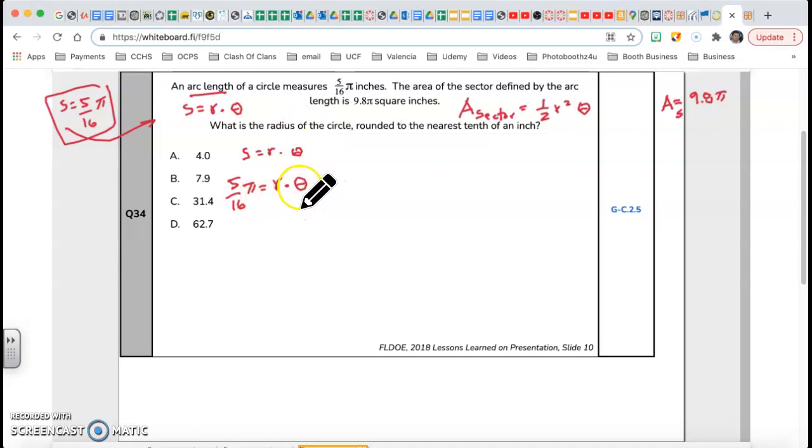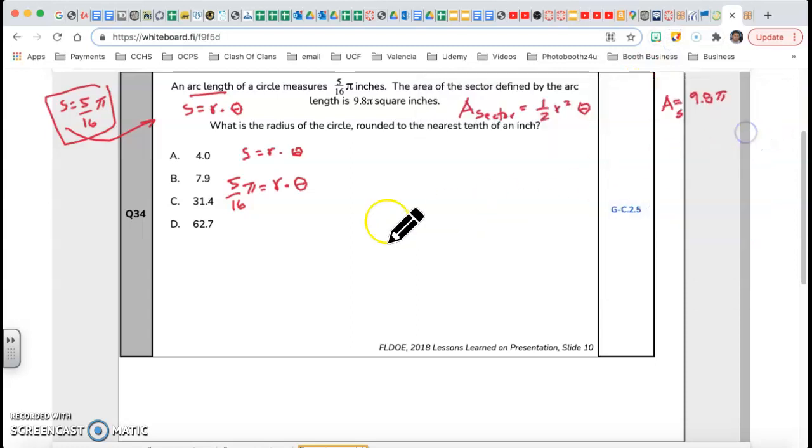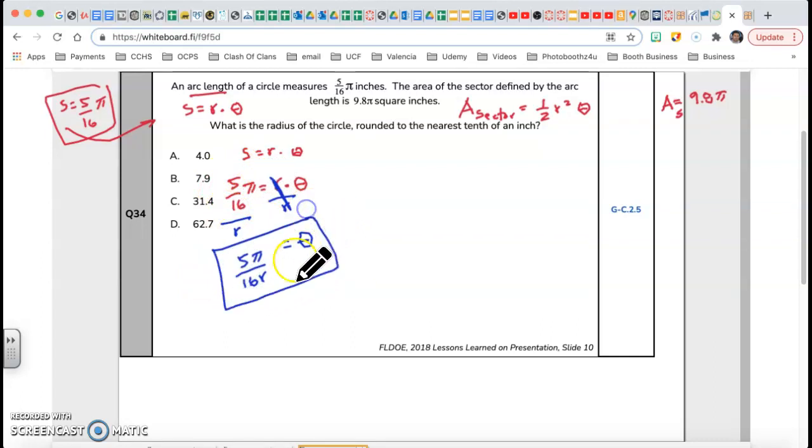I want to leave the theta by itself. How can I leave the theta by itself? I divide by whatever is next to it. So I want to divide by radius on both sides. The radius on the right side cancels out, and now I have theta equals this. But remember, I divided by the radius, so technically it should be on the denominator. So that radius is going to be here, 5 pi over 16, and that radius is going to be on the denominator because it's dividing the whole thing. So theta is equal to 5 pi over 16 radius.